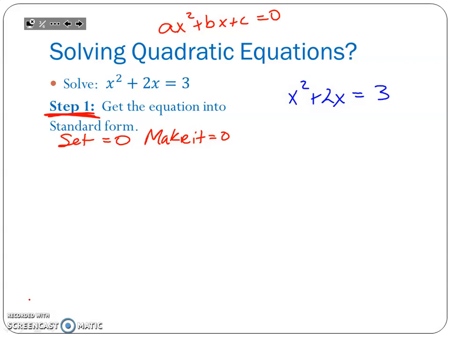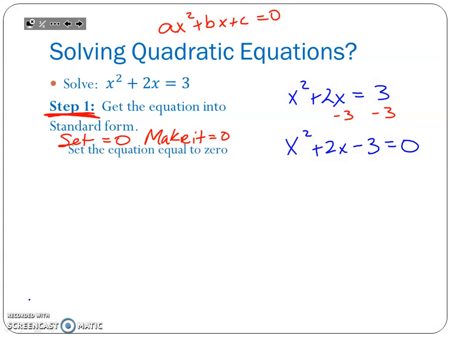Okay, so if I'm trying to solve x squared plus 2x equals 3, I need this to equal 0 in order to factor. So I need to subtract 3, and when I do that, I get x squared plus 2x minus 3 equals 0. Okay, so that has to be your first step. This will not work unless it equals 0. It has to equal 0. Okay? So, I've got x squared plus 2x minus 3 equals 0.